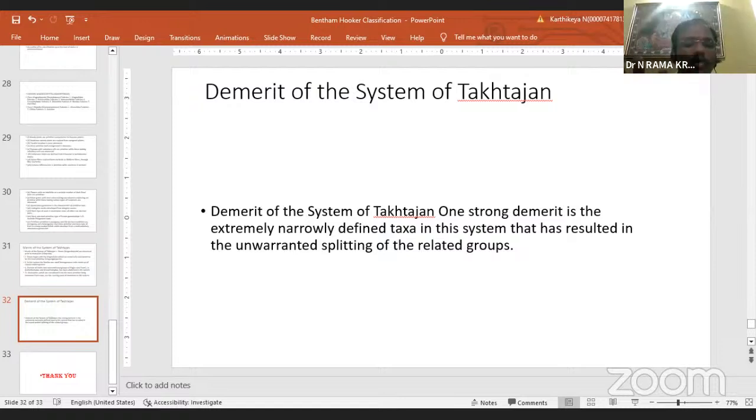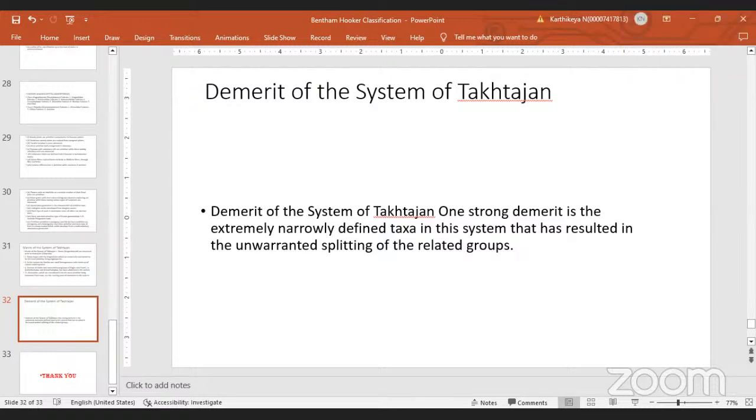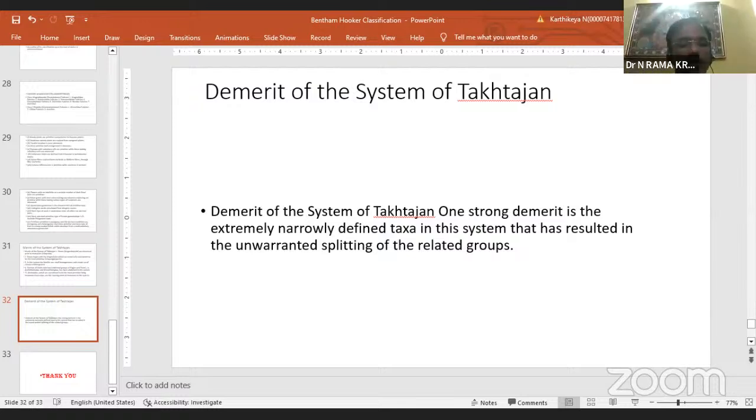Among these 5 groups, the first one is most important. That is the natural classification. Engler and Prantl is an artificial classification. The others are also phylogenetic classifications. The recent taxonomical scientists' Jones system is a phytochemical classification.